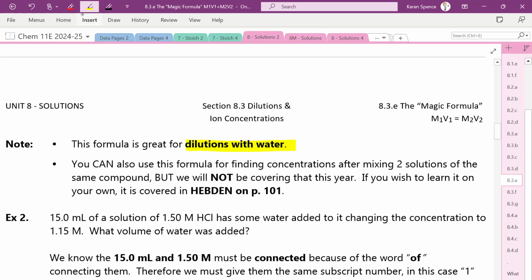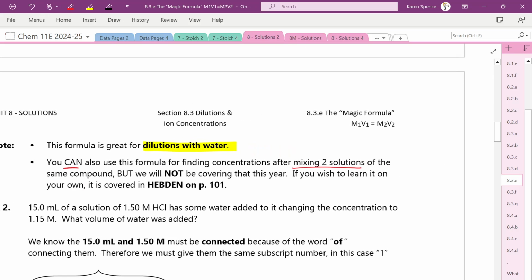You can use it for mixing two solutions of the same compound, but I will not be covering that this year. So this M1V1 M2V2, I'm not going to cover that. But if you're like, I love M1V1, you can learn it in Hebden on page 101. So if you discover that you're like, this is my method, this is the one I love, you can mix two solutions of the same chemical. Hebden will show you how to do it if you don't pick up on it just naturally yourself, okay? But I'm not going to teach it.